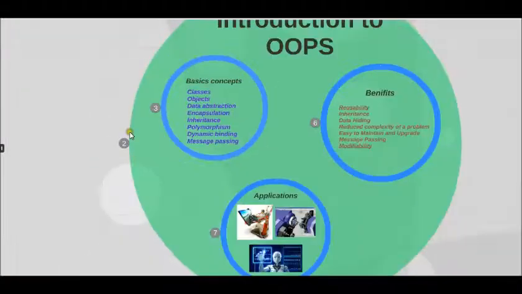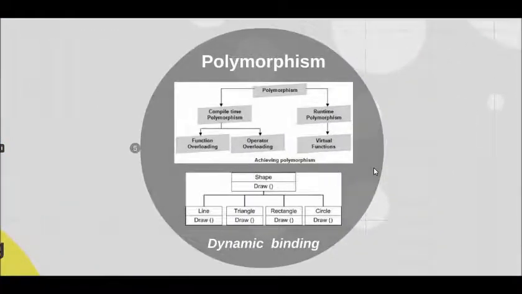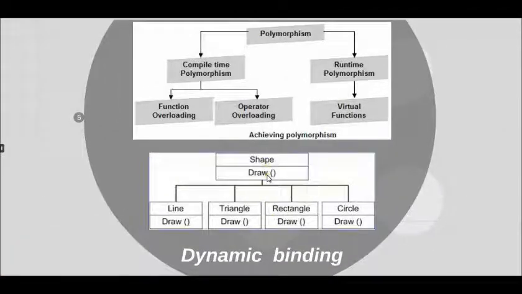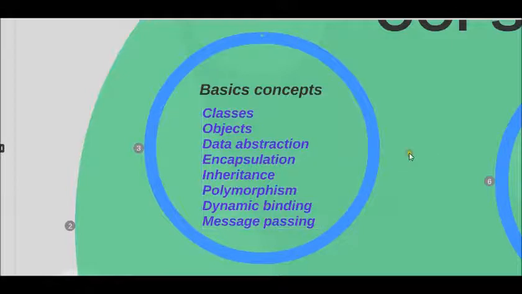Next, going back, is polymorphism. Poly itself means many. For example, you can see here the shape has a function called draw that is derived to different shapes like triangle and so on, and each of them has a draw function. The draw function is used for different purposes in different classes. This is called polymorphism, and there are two types: compile time and runtime. Compile time is achieved by overloading. Runtime is achieved by virtual functions or dynamic binding. Dynamic binding is simply called runtime polymorphism.